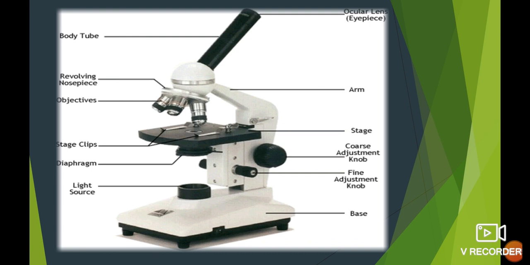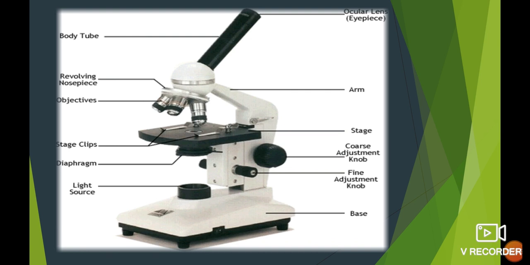And then we have the adjustment screws, to move the objectives closer or to focus our specimen. There are two: the coarse and the fine adjustment screws. And the last one is the revolving nose piece. This is a rotating disc that holds the different objectives and allows for shifting. If we are using the high power, we move the revolving nose piece; if low power, we also move it. So those are the parts of the compound microscope.